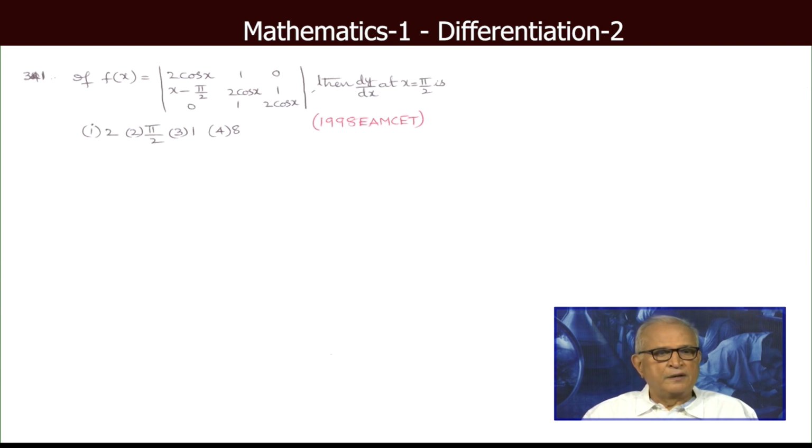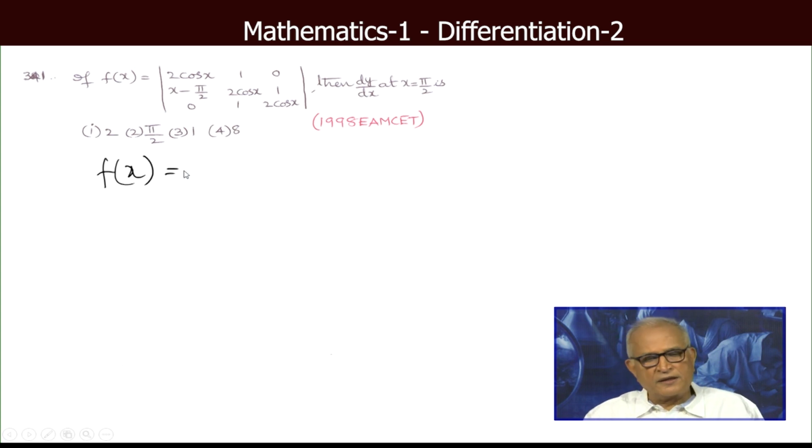Next. Here, f of x is given in the determinant form. It is a mix-up of determinants, algebra and calculus. Instead of giving f of x directly as a function of x, he preferred to give it in the form of a determinant. So, you have to write the cofactor expansion of the determinant to know what actually the form of f of x is. Then you have to differentiate and find the derivative at the given point x equal to pi by 2.